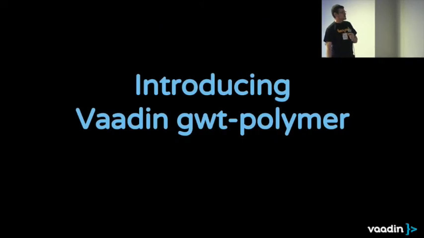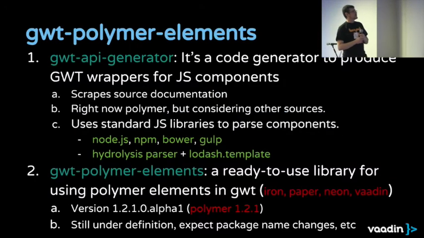So let's introduce the budding GWT Polymer. GWT Polymer elements is a ready to use library for using Polymer elements, right? We include in the bundle iron elements, paper elements, which is material design widgets, neon, which is all the animations, and budding elements, just the grid from budding, but it's a good, complex web component.